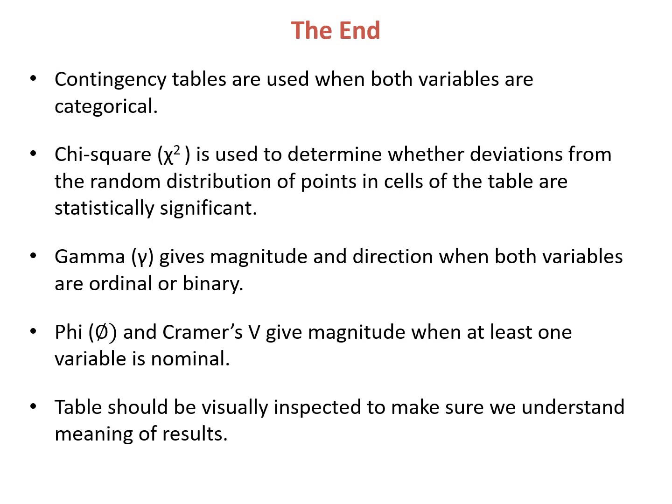In our example, we saw with gamma that the direction did not intuitively make sense until we recognized how the education variable was constructed. From this we learned that we should always visually inspect our tables when we use these statistics to make sure we understand what is happening.